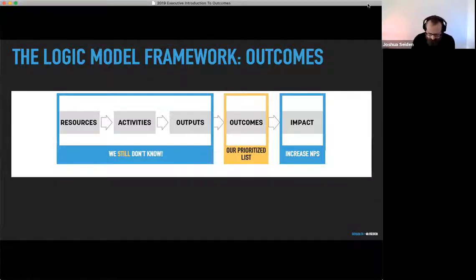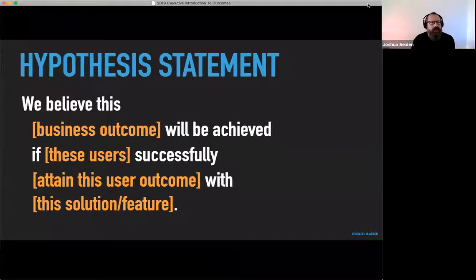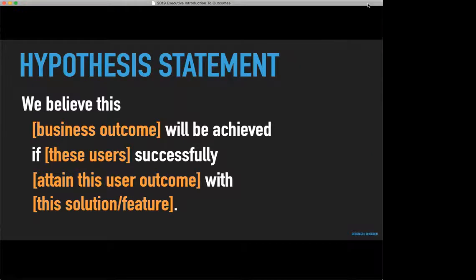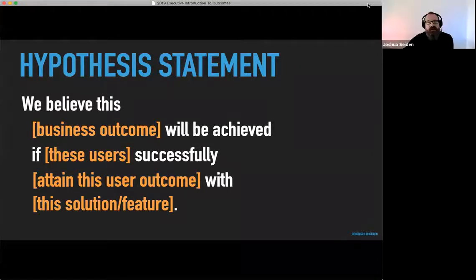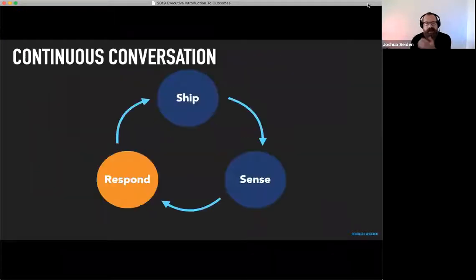And so instead of making a hard list of all of the things that we were going to do, we made a list of hypotheses that we wanted to work on. We said, look, we believe that we can achieve this business outcome if we can get these users to achieve a benefit of their own with this feature. And by expressing our work as hypotheses, we are able to line up a year's worth of iterative approaches and tests, okay? A continuous conversation.